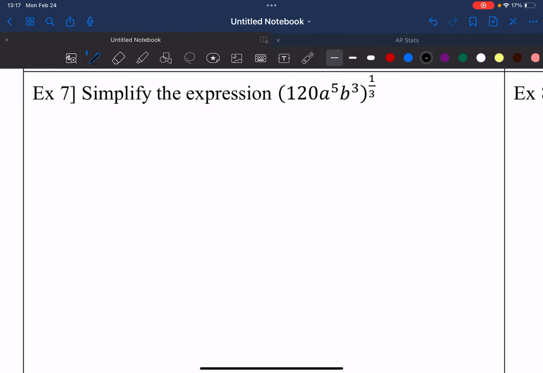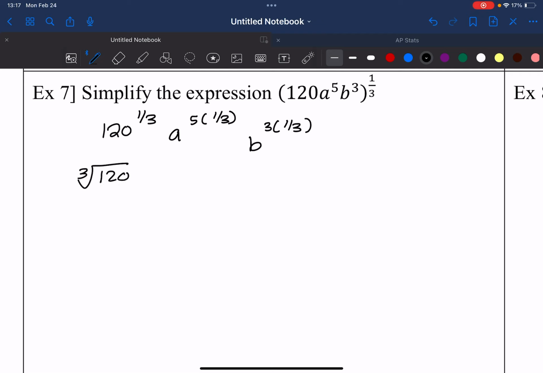Okay, same thing. So I have 120 to the 1/3 power, a to the 5th times 1/3 power, b to the 3rd times 1/3 power. So 120 to the 1/3 power, that's the cube root of 120. A to the 5th times 1/3 power is a to the 5/3, which means this is the cube root of a to the power of 5. And then b to the power of 3 times 1/3 is 1, so this is just b.